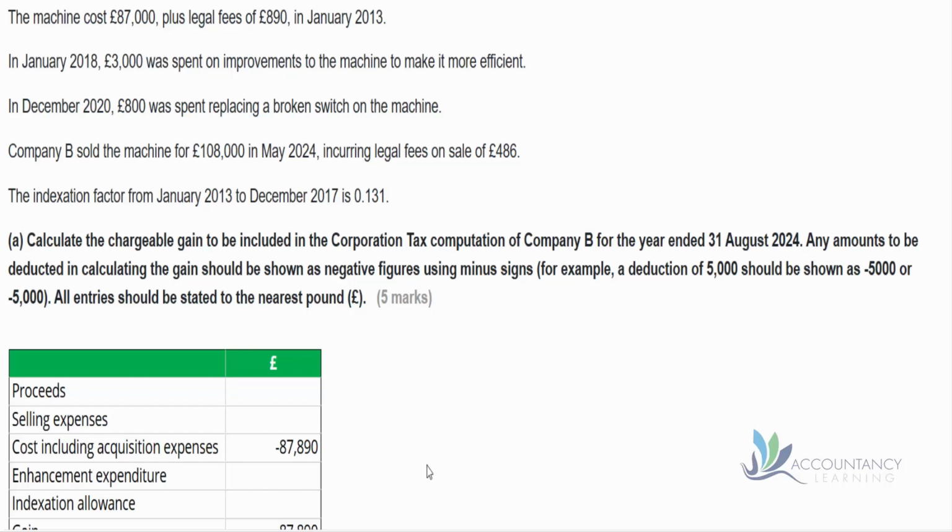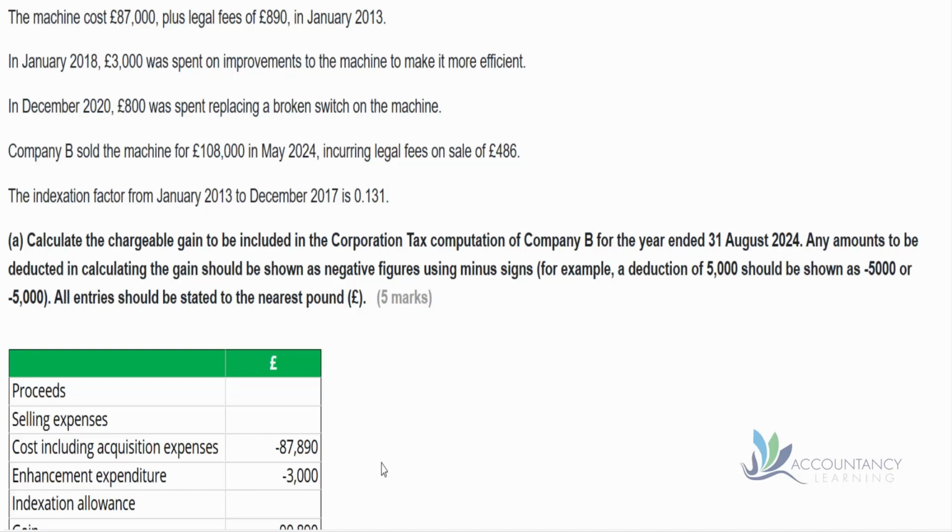So this is capital expenditure. We're making the machine more efficient, we're improving it, so we can include that as enhancement expenditure. So there's another minus 3,000 cost, which we can deduct from our proceeds.